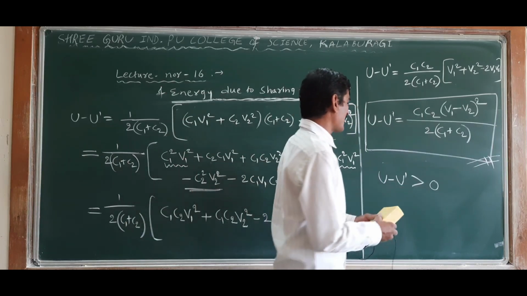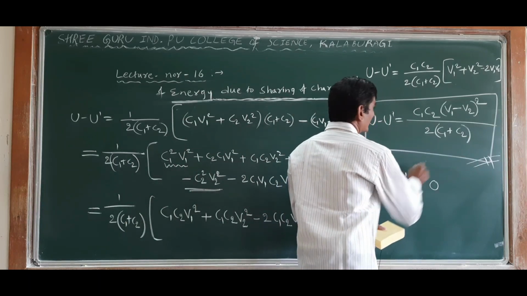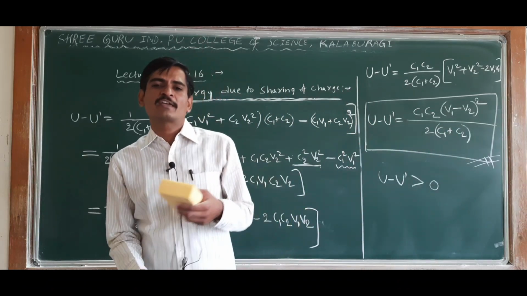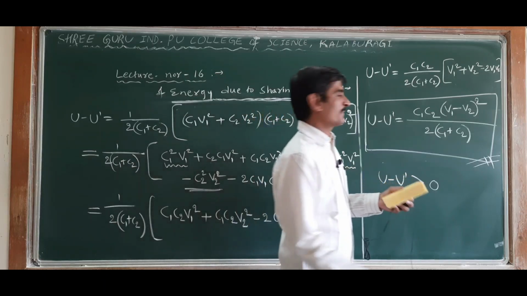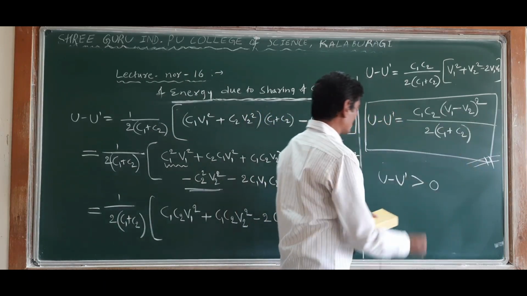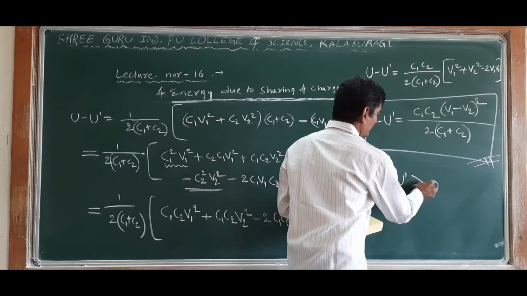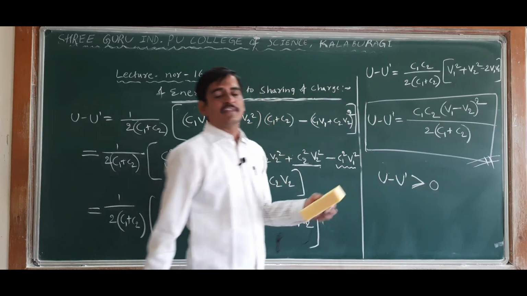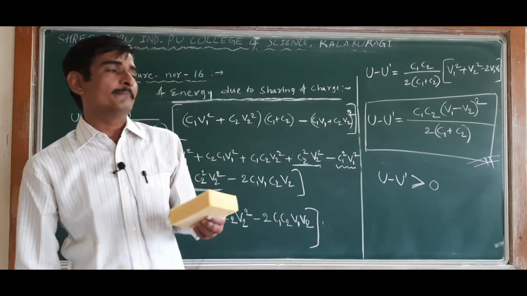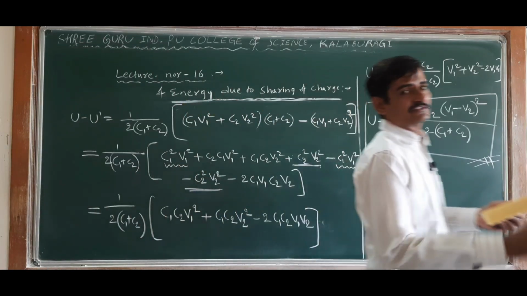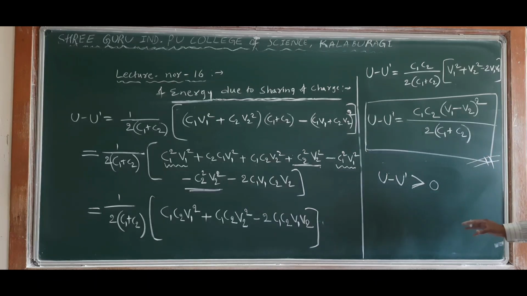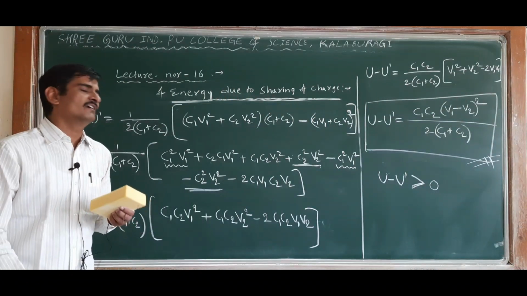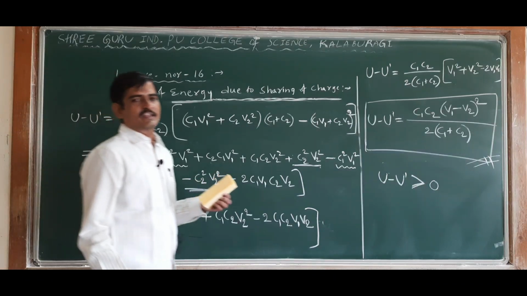U minus U dash is greater than 0 because V1 is greater than V2, since the first capacitor is charged to a higher potential than the second capacitor. So U minus U dash is a positive quantity. That means some amount of energy is lost during the sharing of charges.